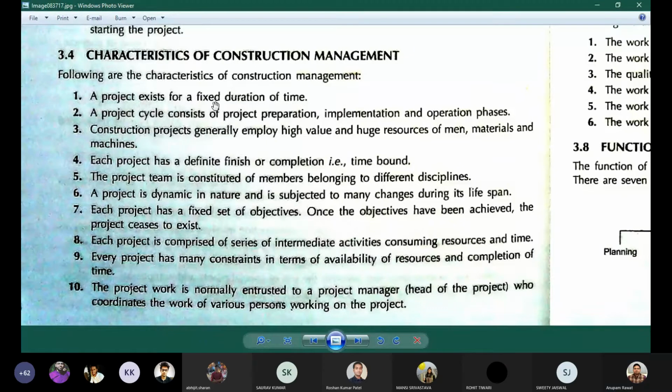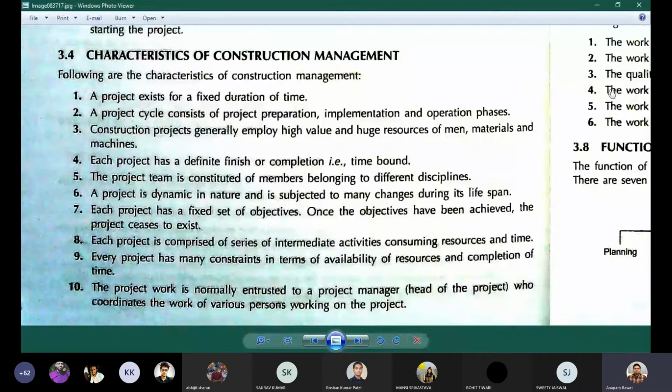The project team is constituted of members belonging to various disciplines. For a construction project, you require the electrical engineer, the mechanical engineer, the civil engineer, and if there is any electronics involved, an electronics engineer is also there. Each project comprises a series of interrelated activities consuming resources and time. Every project has many constraints in terms of availability of resources and completion time. Project work is normally entrusted to a project manager who coordinates the work of the various persons working on the project.